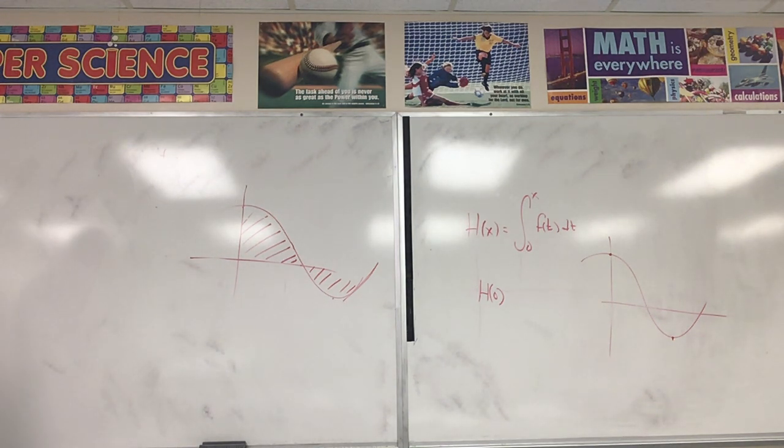Where does h achieve its maximum value? Can we say from 0 to 6? Or does that have to be 1 point? It's 1 point. Well, at 1 point, wouldn't the area be 0 anywhere? No.